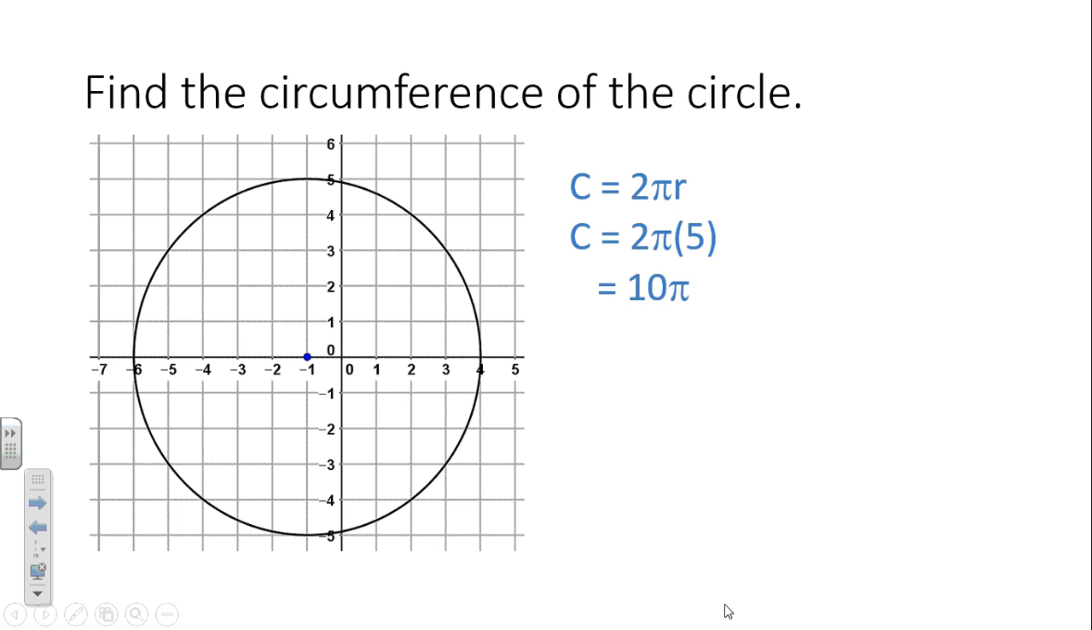So we're going to take 2 times pi times 5, or 10 times pi. And 10 pi is a perfect answer. There's no rounding errors. So you could leave your answer as 10 pi. But if you want to practice using that button on your calculator, you take 10 times that pi button, and we get 31.4 to 1 decimal point, or 31.42 to 2 decimal points. Okay?